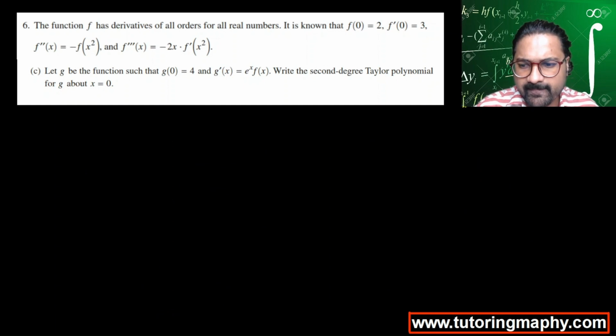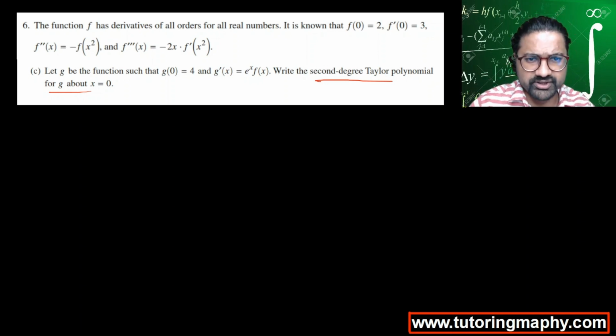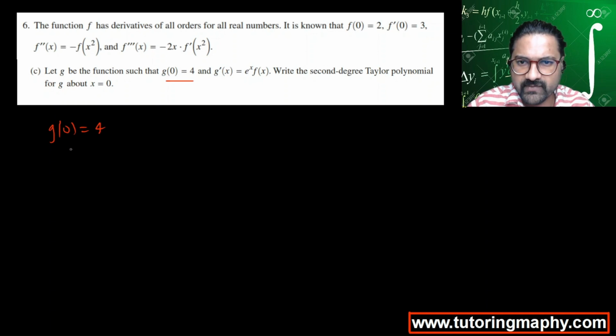And the last part on this is relatively easy. We are given a function g prime, and we need to find a second degree Taylor polynomial for g about x equal to 0. So second degree means definitely that we need to go till g double prime, right? So g of 0 is already given to us as 4. G prime of 0 will just be e raised to 0 times f of 0. E raised to 0 is 1 and f of 0 is already given here as 2. So that's 1 times 2, which is obviously 2.